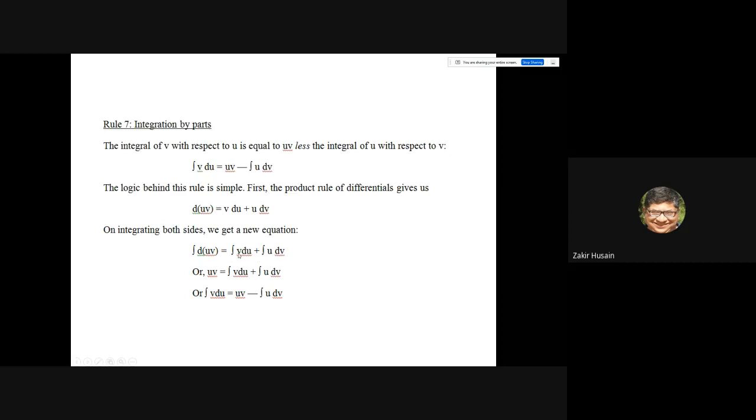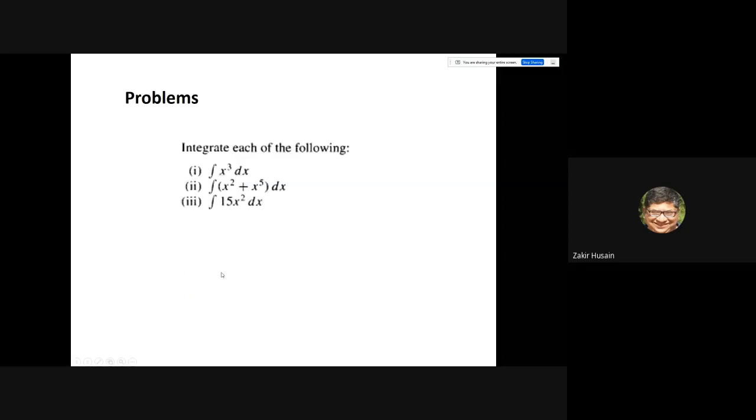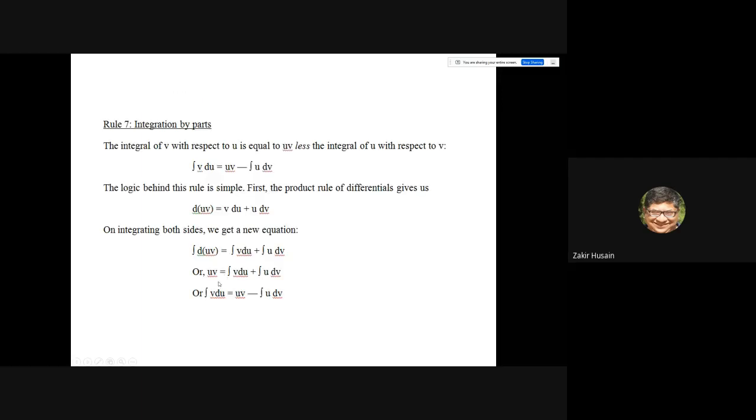Okay. So this is simply uv. The right hand side is the same. And now we simply keep v du over here, and the second term is sent to the left hand side. So uv minus the second term, integral of u dv.